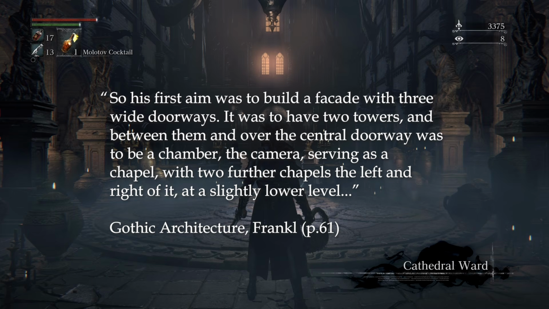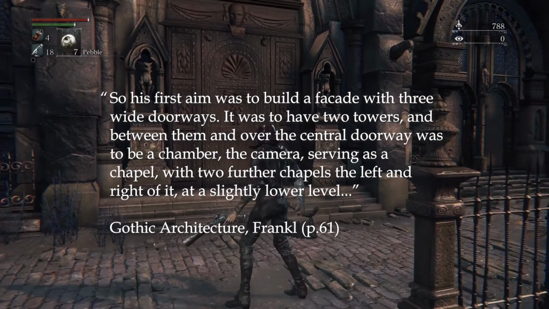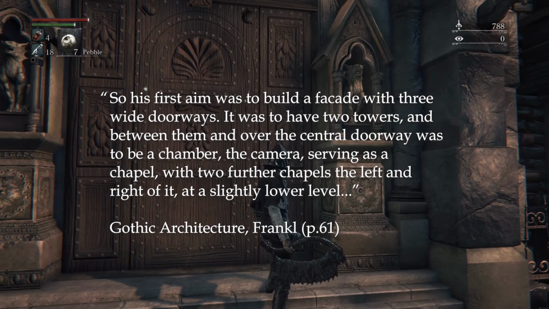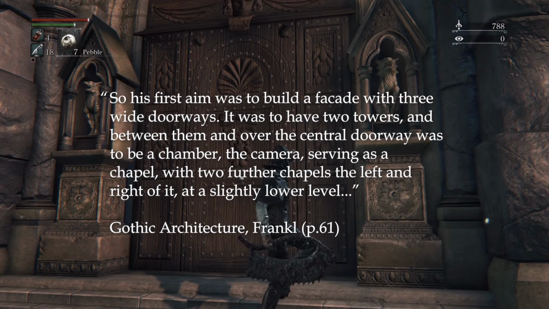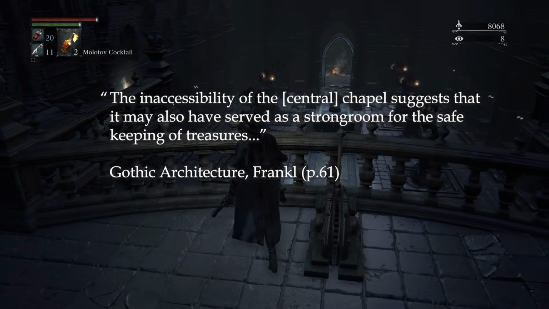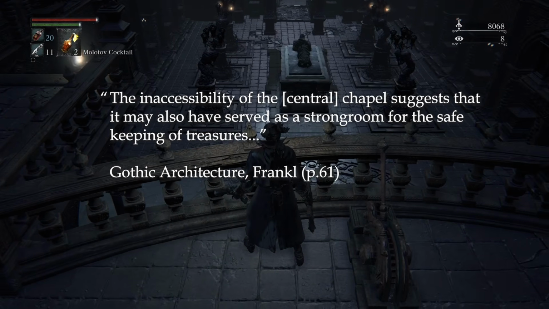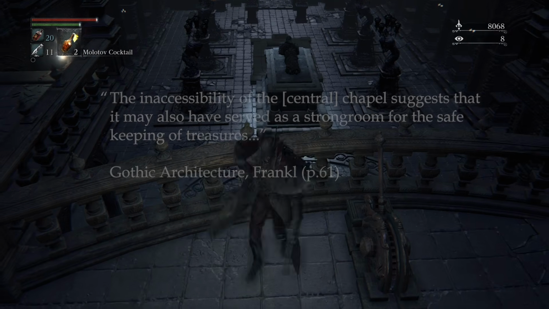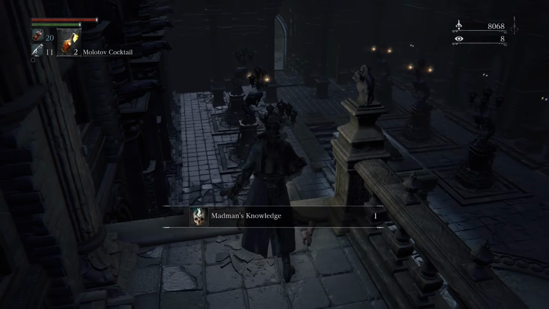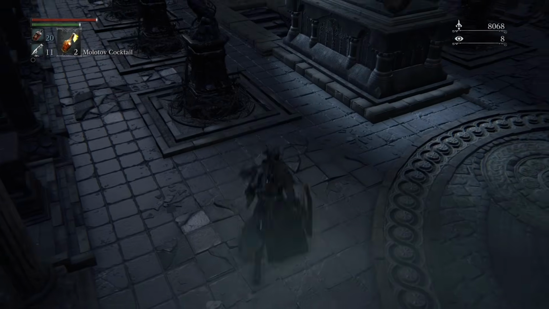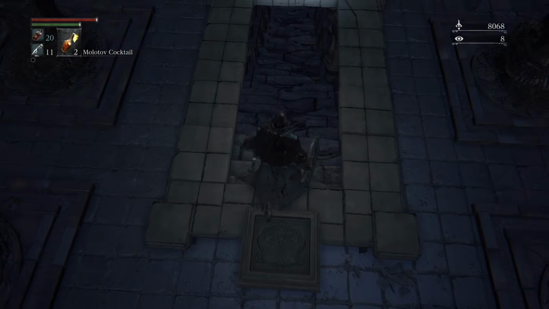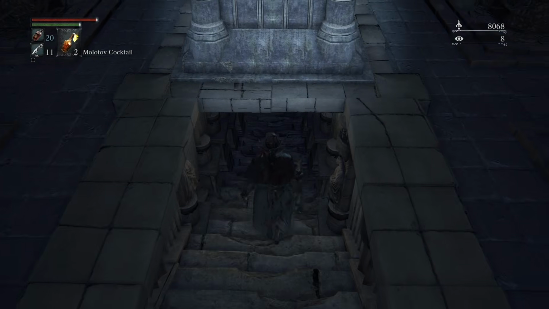It was to have 2 towers, and between them and over the central doorway was to be a chamber, the camera, serving as a chapel, with 2 further chapels to the left and right of it at a slightly lower level. The inaccessibility of the central chapel suggests that it may also have served as a strong room for the safekeeping of treasures. And, again, even if you take the most cynical reading of those spaces as showrooms for demonstrations of power with secret treasure vaults, they survived even the countless wars and power struggles over the last 800 years.